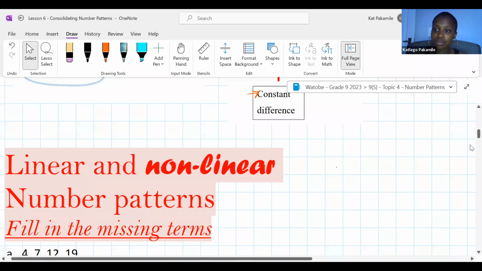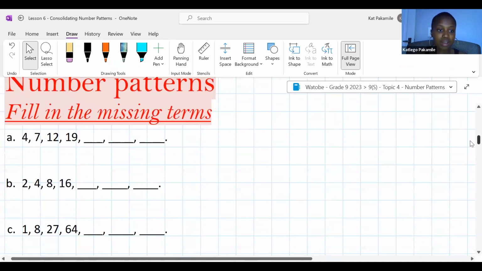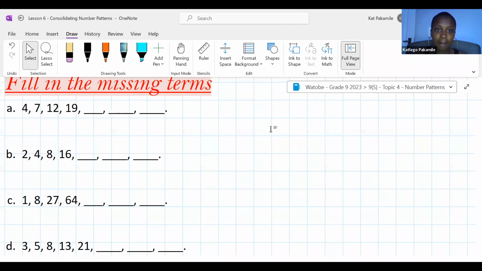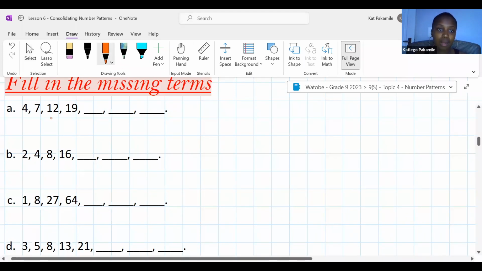So first, we're going to fill in our missing numbers in these number patterns. Okay. First one, how do we get from the number we are now to the next one? What's going on in the first pattern? Number A, tell me how do we get to the next term, and then tell me what the three missing terms are for number A. Anybody have an idea?